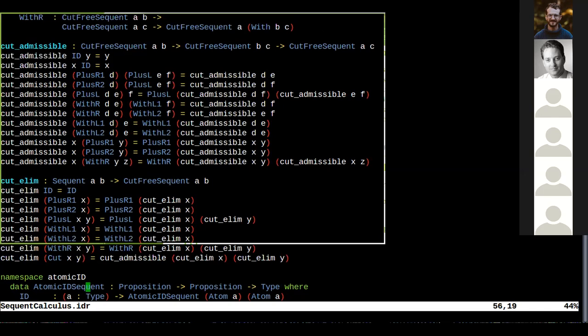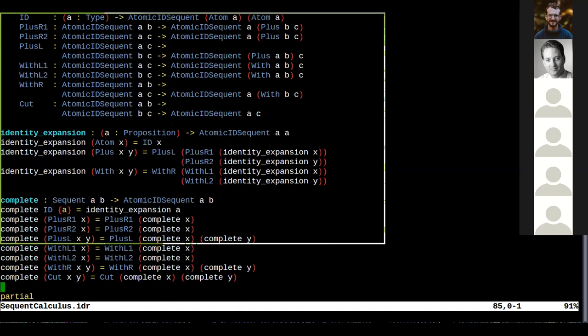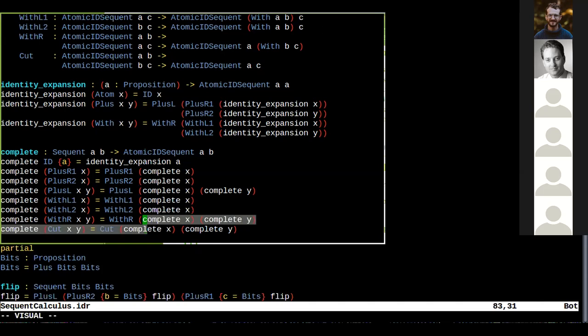Yep, and then you can do fun things like create this new ID data type, this atomic identity, which you can use to specify the completeness of these logical rules, meaning that you can't get any sequent in there which should look provable but is not provable in your logical language. The lectures that I linked earlier from Frank go into more detail on that. But essentially we've proven some sort of consistency and completeness for this small form of sequent logic that we have, by having both cut elimination and this identity expansion.